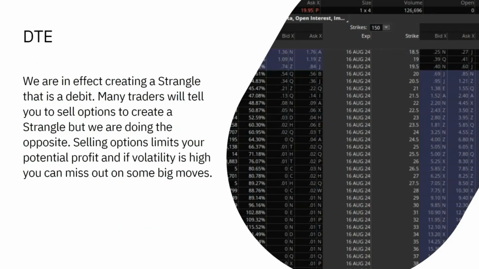We are in effect creating a strangle that is a debit. Many traders will tell you to sell options to create a strangle, but we are doing the opposite. Selling options limits your potential profit, and if volatility is high, you can miss out on some big moves.